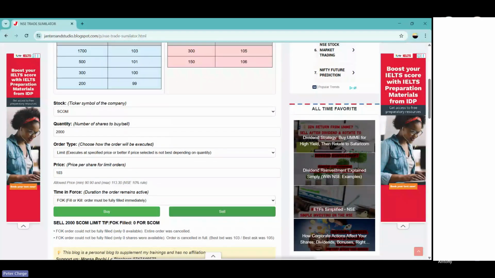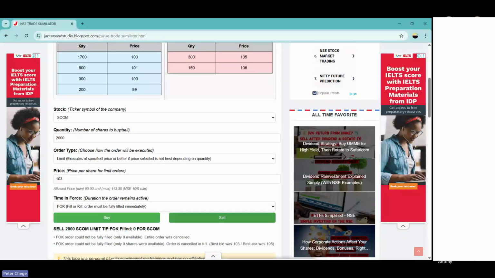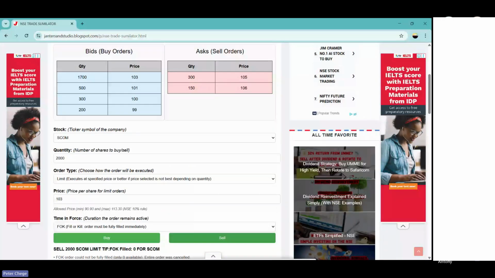Why? Because my order is 2,000. The available quantity is 1,700. And we said fill or kill. You are filling the whole order quantity 2,000, or you just cancel the balance.